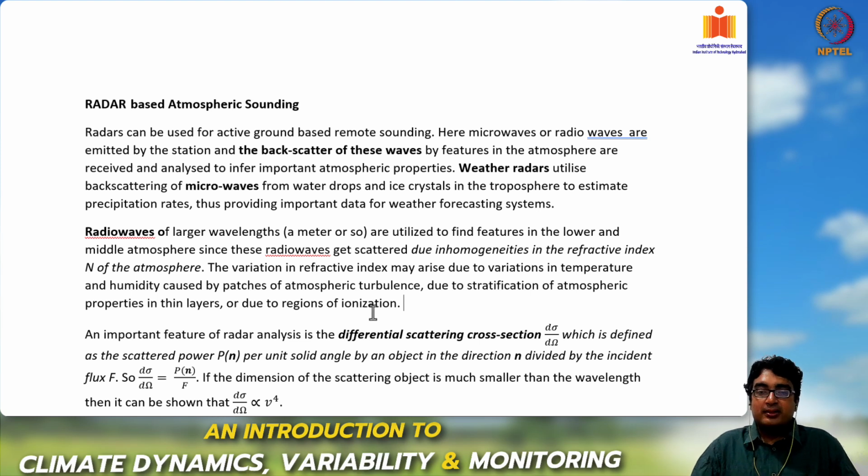The most common reason why refractive index changes is variations in temperature and humidity caused by patches of atmospheric turbulence. This may be large, fast-moving wind fronts, or rapidly fluctuating values of pressure, temperature, etc. These are called turbulence. It may also be due to stratification of atmospheric properties in thin layers or due to regions of ionization. For example, meteor or comet trails or regions of lightning cause ionization of the atmosphere, and these also cause variations in refractive index.